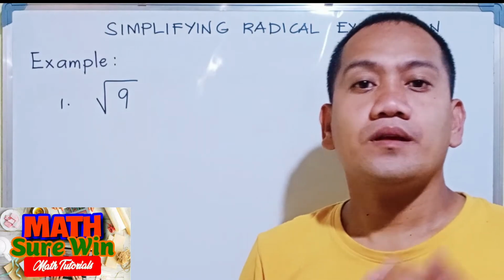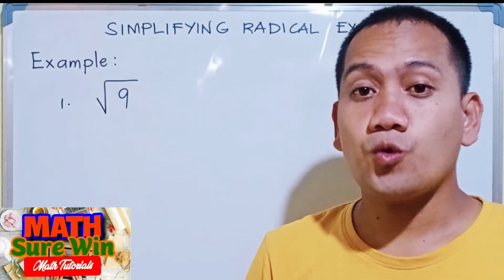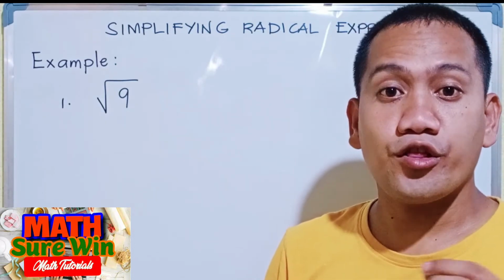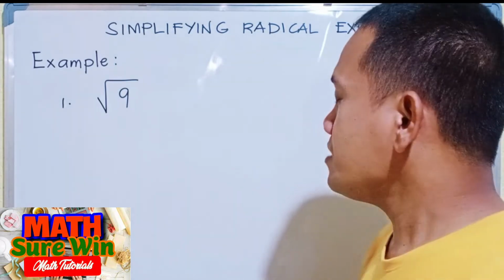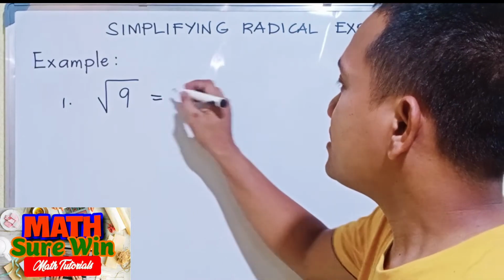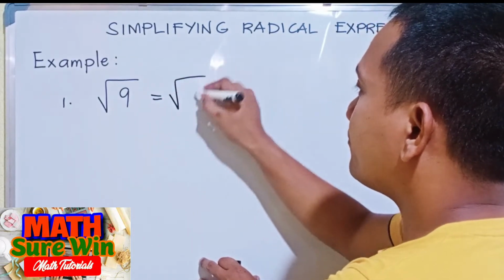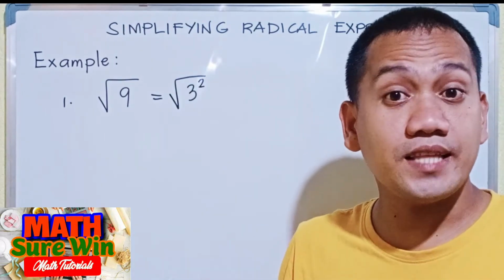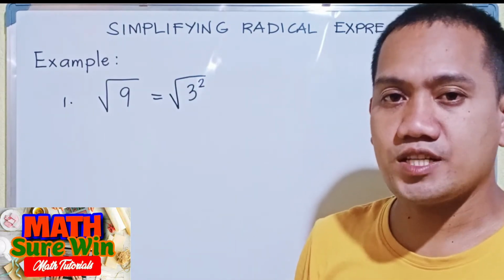But remember, 9 is a perfect square and 9 can be written in exponential form as 3 squared. So this means we can simplify this expression as the square root of 3 squared, for the reason that 9 can be written in exponential form and that is 3 squared.